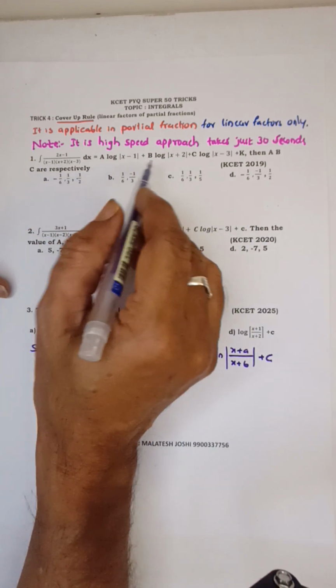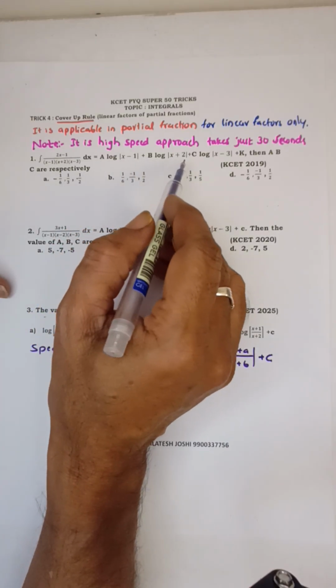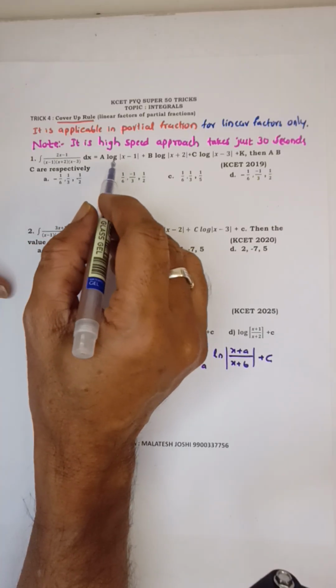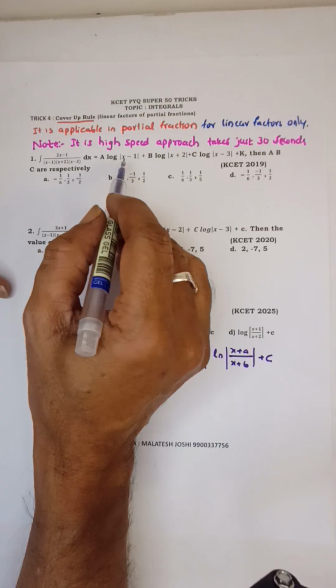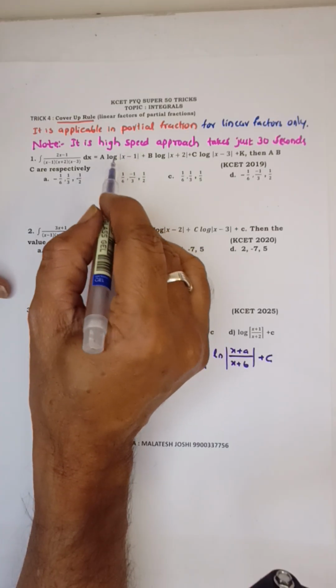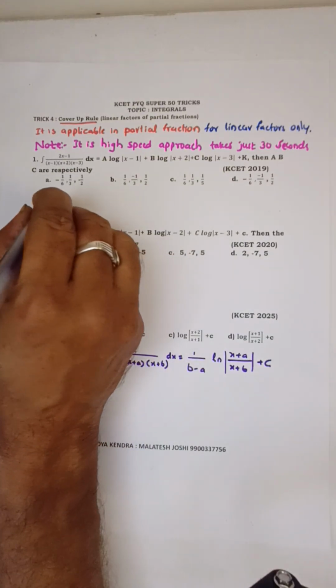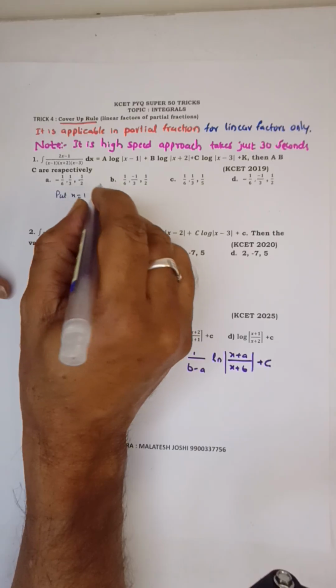See here in this question, a into log of x minus 1 plus b log of x plus 2 plus c log of x minus 3, like that they have given, isn't it? So first we want to find the value of a. For that, we should make this term 0. How to make this term 0? x minus 1 is there, so just put x is equal to 1. Put x is equal to 1, what happens?